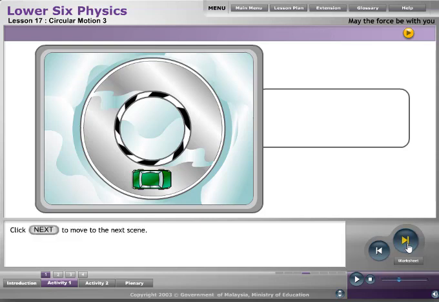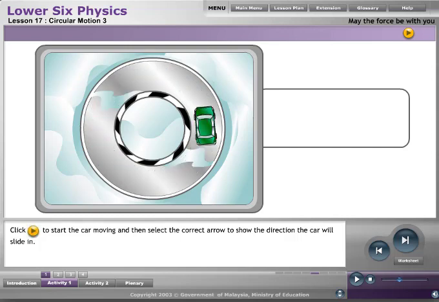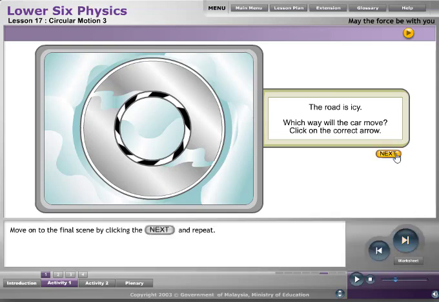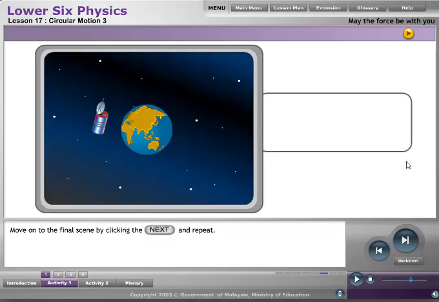Click Next to move to the next scene. Click the play button to start the car moving, and then select the correct arrow to show the direction the car will slide in. Move on to the final scene by clicking the Next button and repeat.